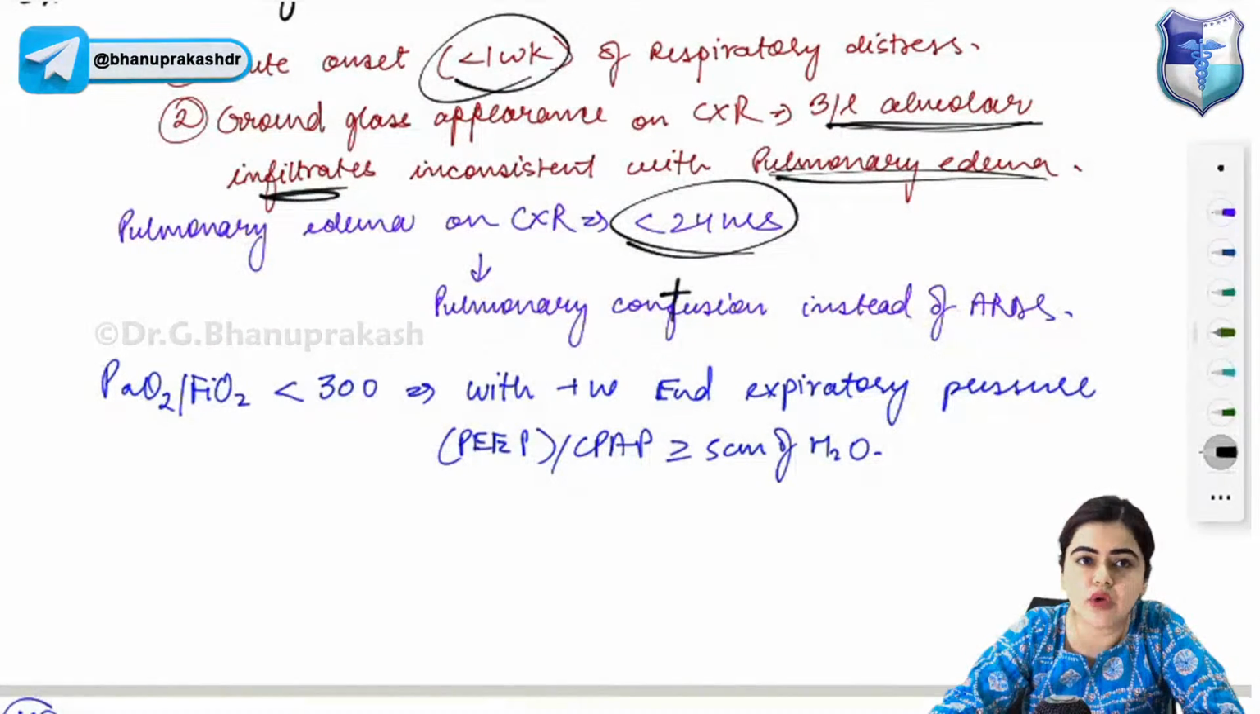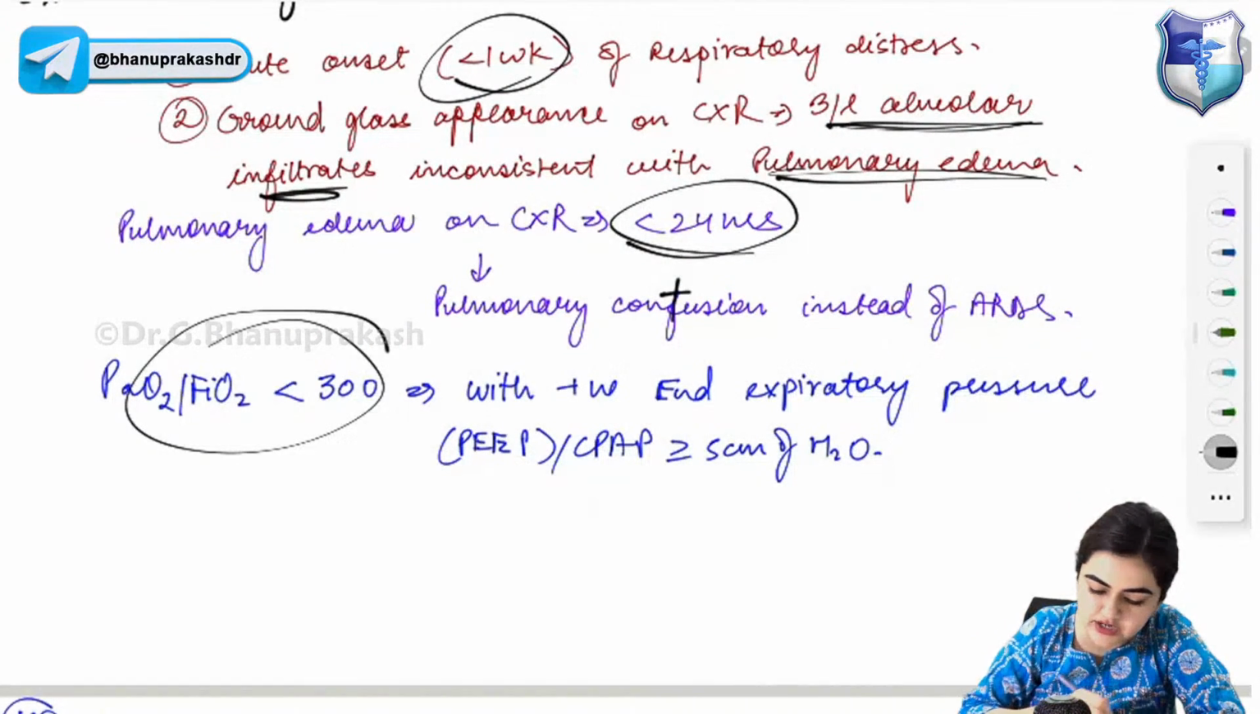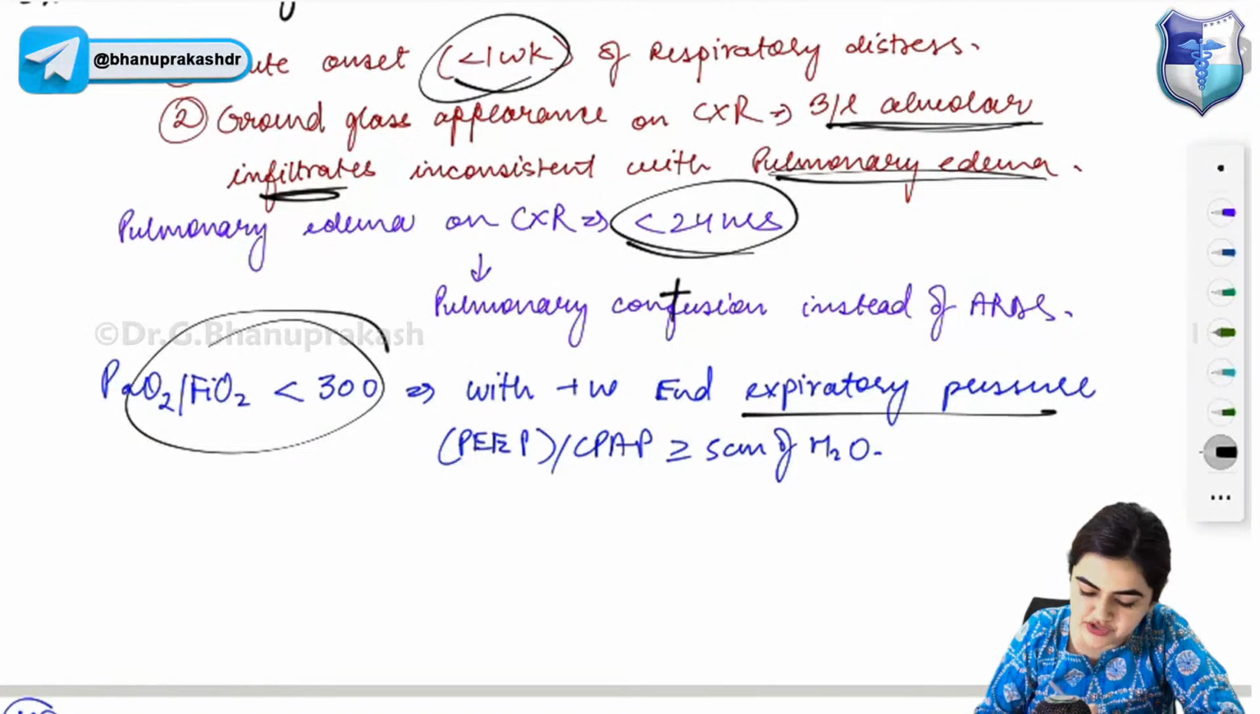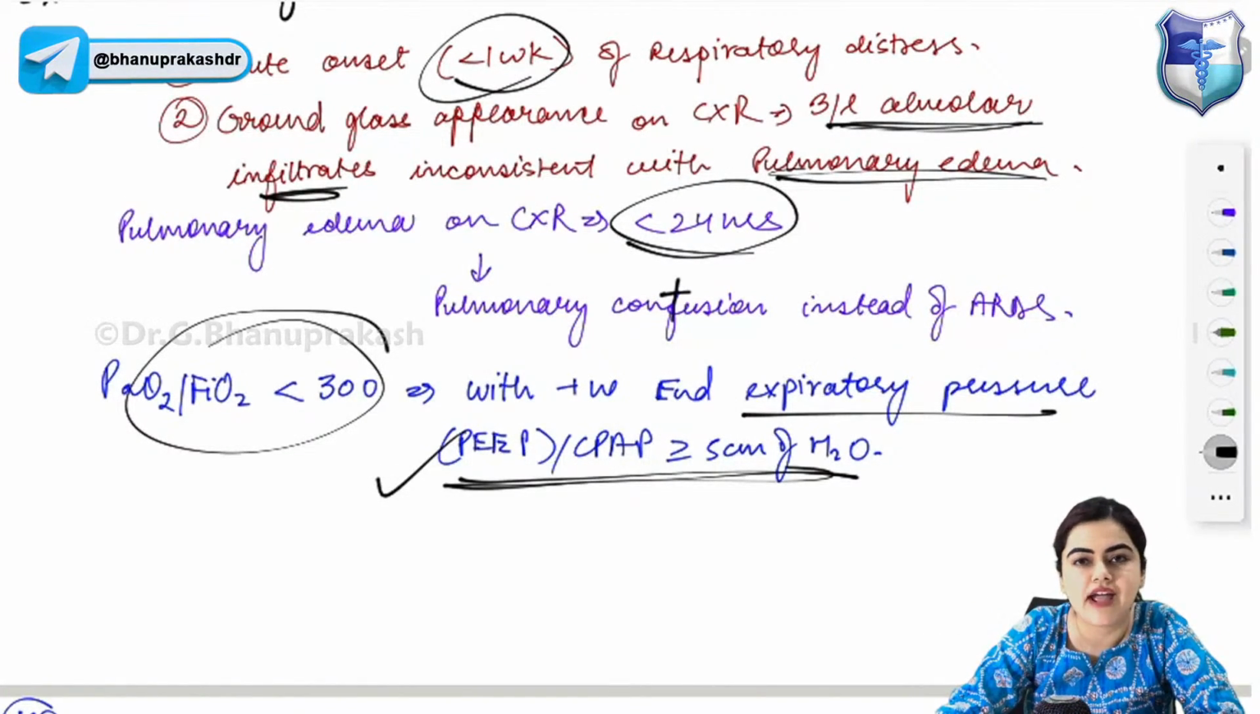The PaO2 to FiO2 value will be less than 300 with positive end expiratory pressure, and the PEEP and CPAP value will be more than 5 centimeter of water in case of ARDS. So these are the different findings that you get in ARDS. Respiratory failure that cannot be explained by heart failure.